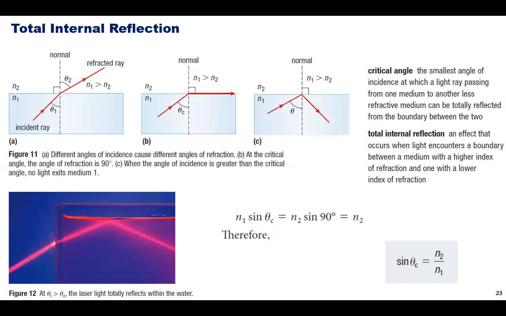By applying Snell's law, we can determine the critical angle, since theta1 equals theta c and theta2 equals 90 degrees, right? So from Snell's law, we have n1 sine theta c equals n2 sine theta2.